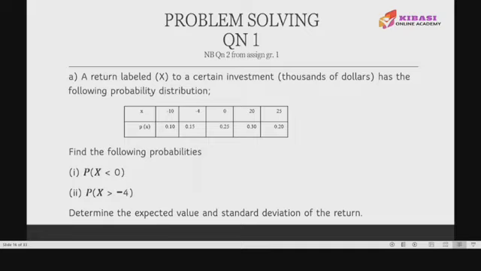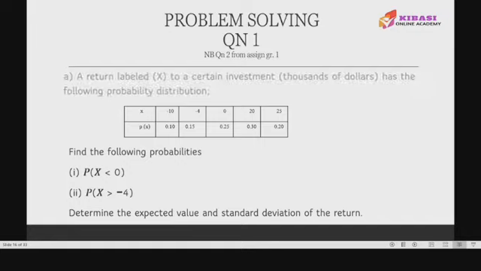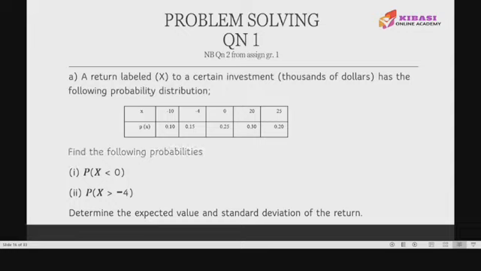Find the following probability. To find the probability kwamba x ni ndogo kuliko 0. Then ya pili to find the probability kwamba x ni kubwa kuliko -4. Then baada ya hapo to determine the expected value and the standard deviation of the return, like this.